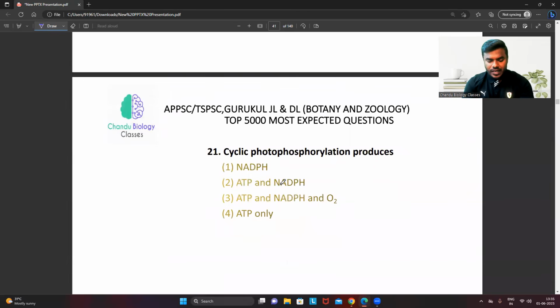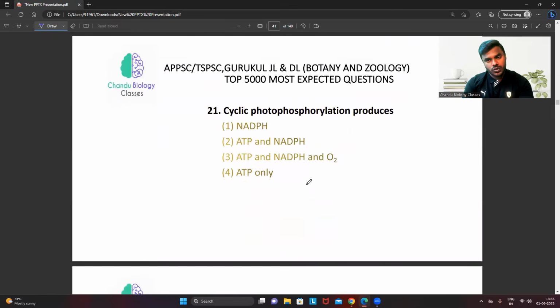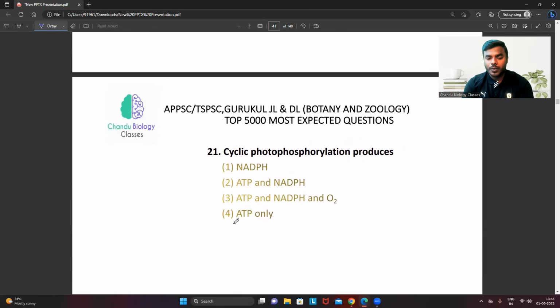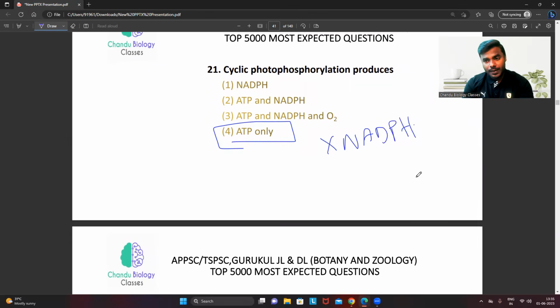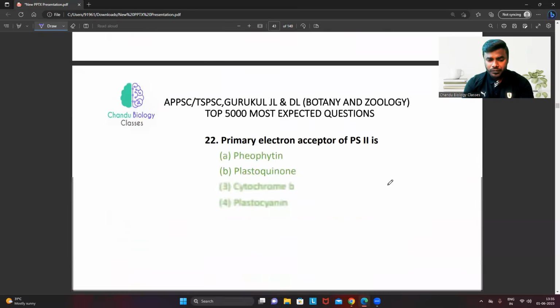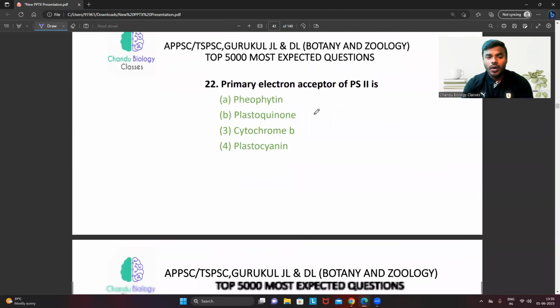Now, cyclic photophosphorylation, we all know very well, produces only the energy precursor ATP. It never ever produces the reducing equivalent NADPH. Hence, what is the correct answer? Answer is ATP. Question number 22.